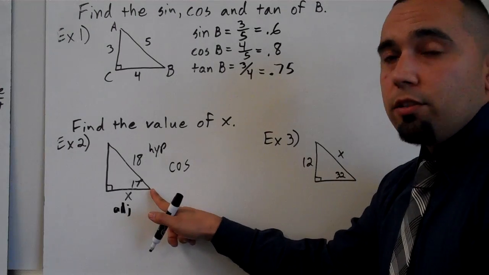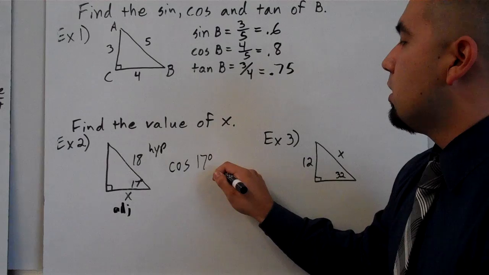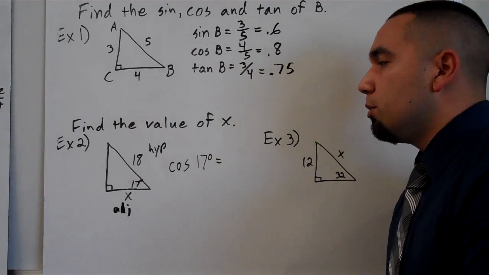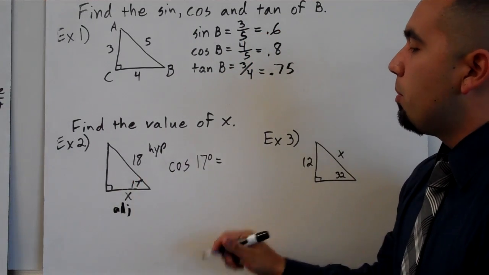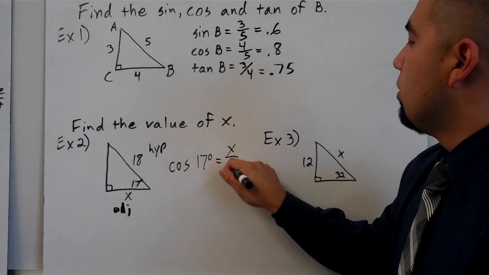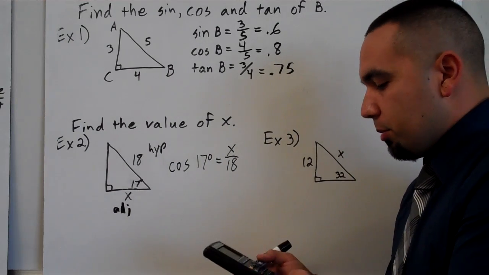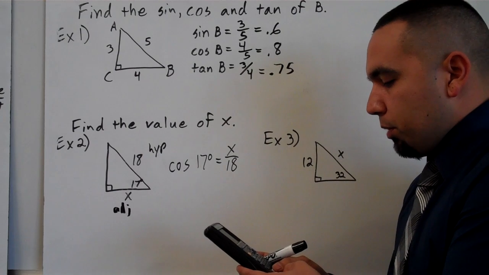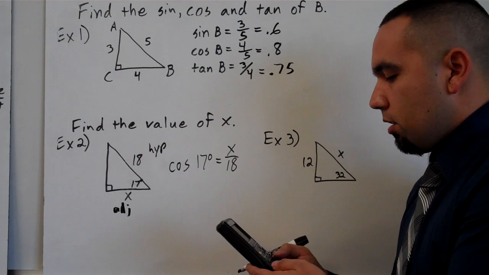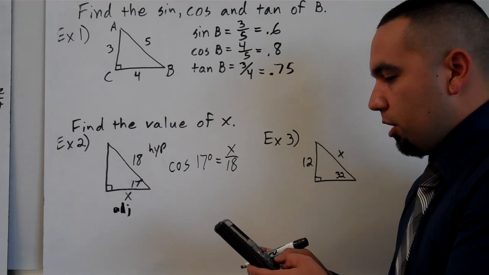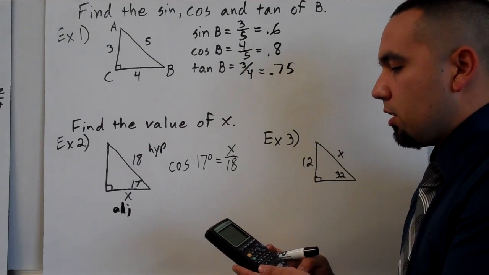And it's always of the angle, right? So the cosine of this angle, which is 17 degrees, is equal to, and it's always a ratio, adjacent over hypotenuse, so it's x over 18. So here's where the calculator comes in handy. All I have to do is plug in my angle measurement and hit cosine, and it will tell me the value of the cosine at 17 degrees.